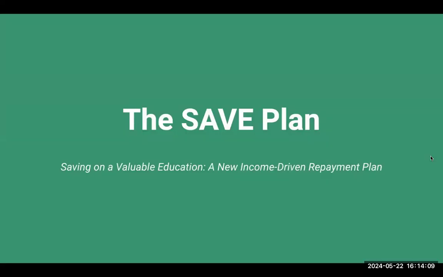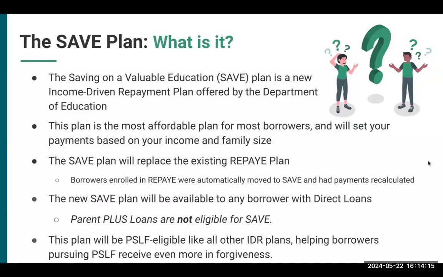Next update we've got for you is the Save plan. So this has been another newsworthy program. It's been in the news a lot lately. We've done a lot of discussion about it because it is so beneficial. So the Save Plan is the newest income-driven repayment plan that was released last year. It's one of the four income-driven repayment plans that are offered. And for most borrowers, it's the most affordable repayment plan available.